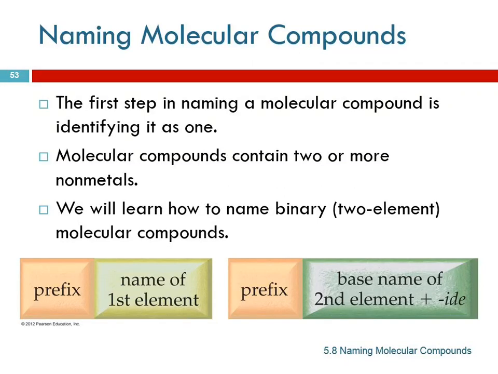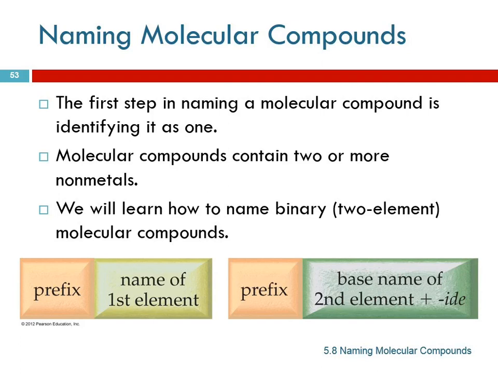Naming molecular compounds. So we learned to identify molecular compounds because it has two or more nonmetals. And in this class, we're going to learn how to name binary molecular compounds. So just two elements. And the pattern of this name is, there's a numerical prefix, the name of the first element, then there's a space, a numerical prefix, and the base name of the second element with its ending changed to -ide. So this is the same sort of name that it gets as an anion.